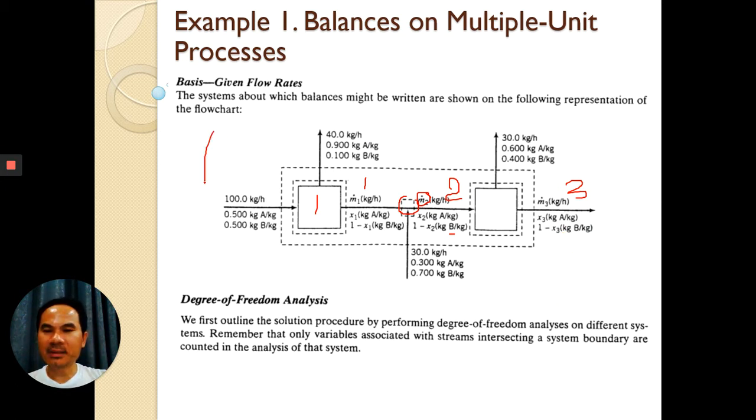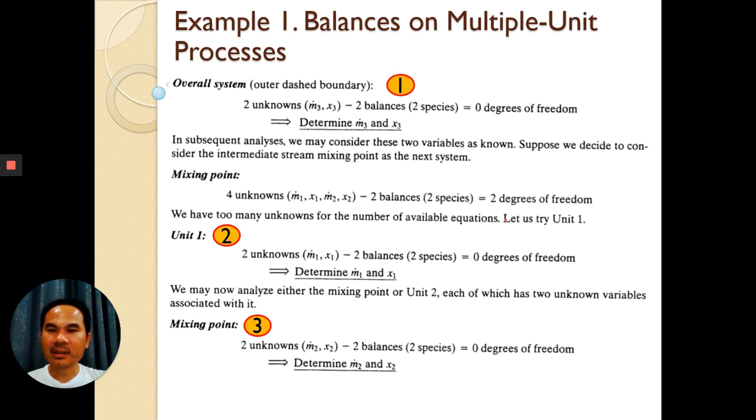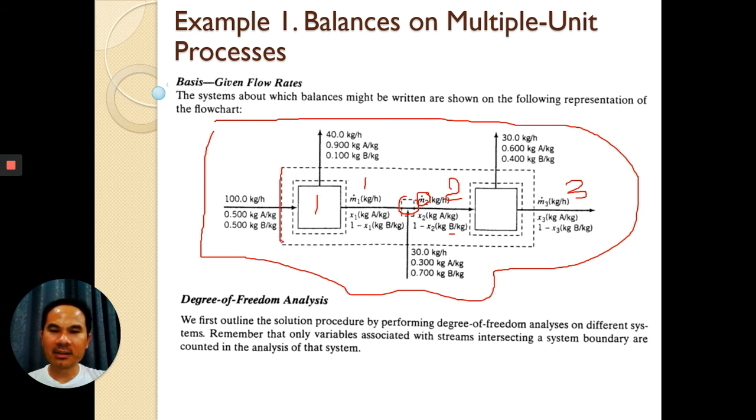For this case, you specify and draw the flow chart completely. You know the mass flow rate for each stream, known and unknown, and the fractions of A and B for each stream, known and unknown. Then you have to do the degree of freedom analysis, for the overall system, unit 1, the mixing point, and unit 2. The first step is the overall balance on the overall system.